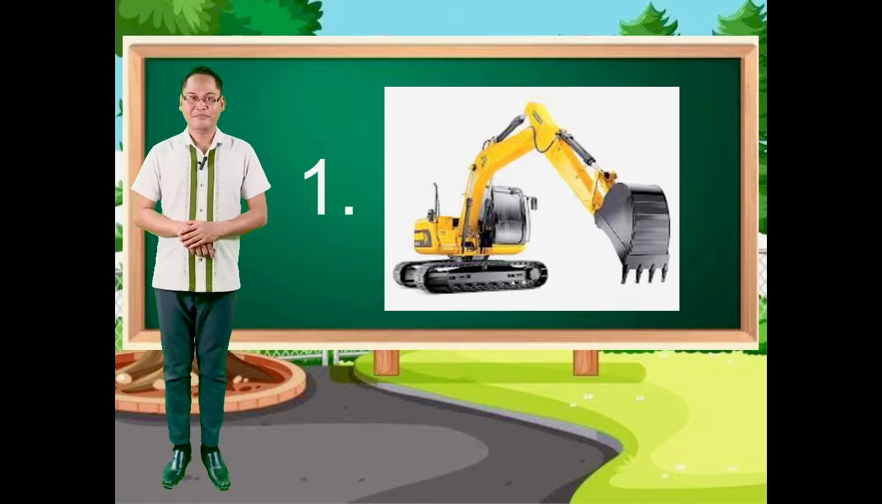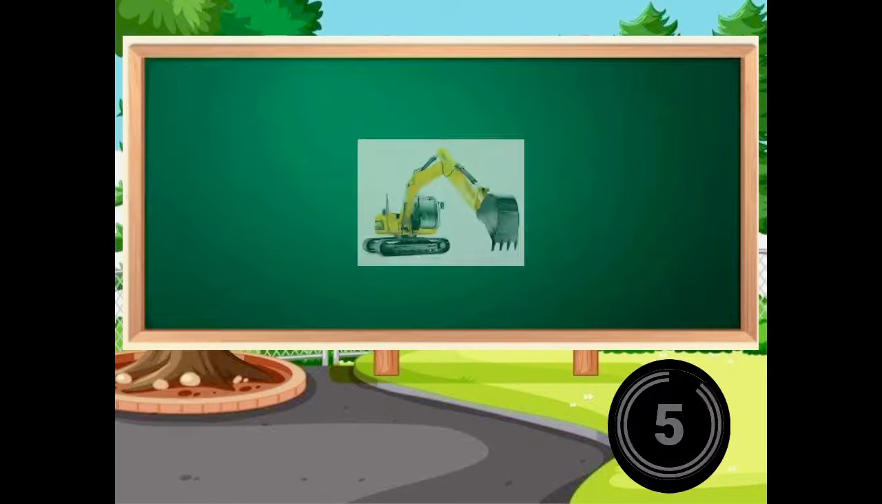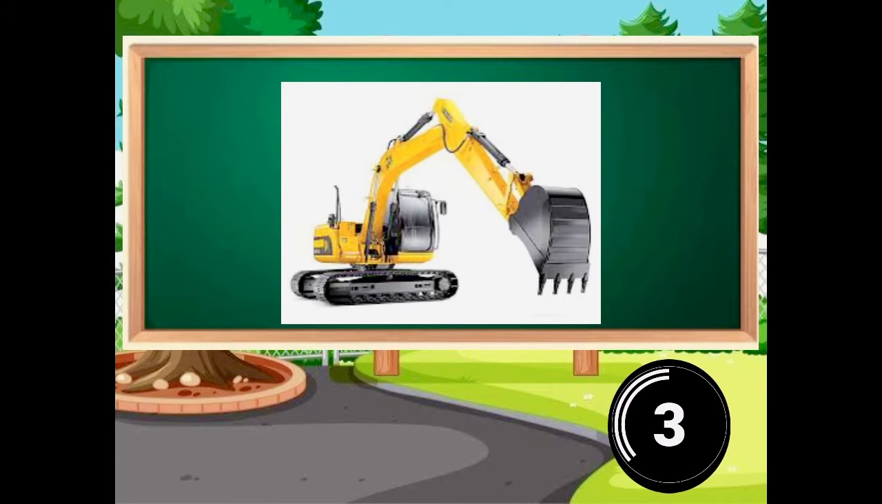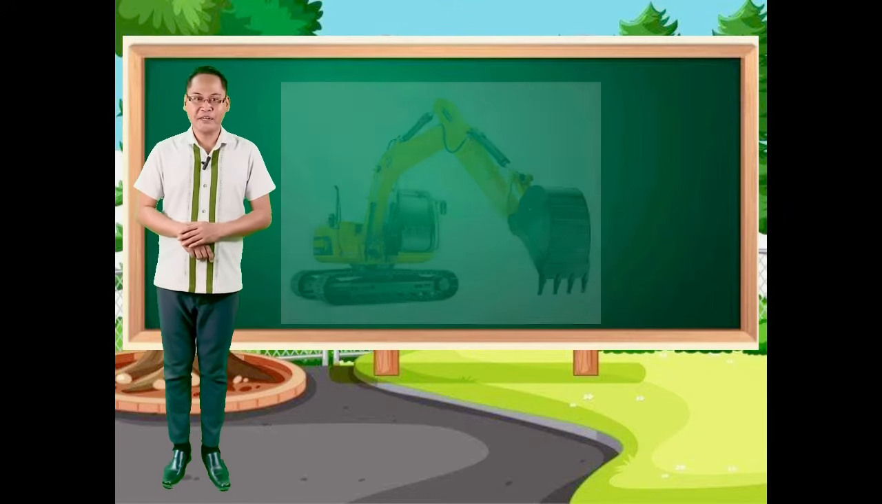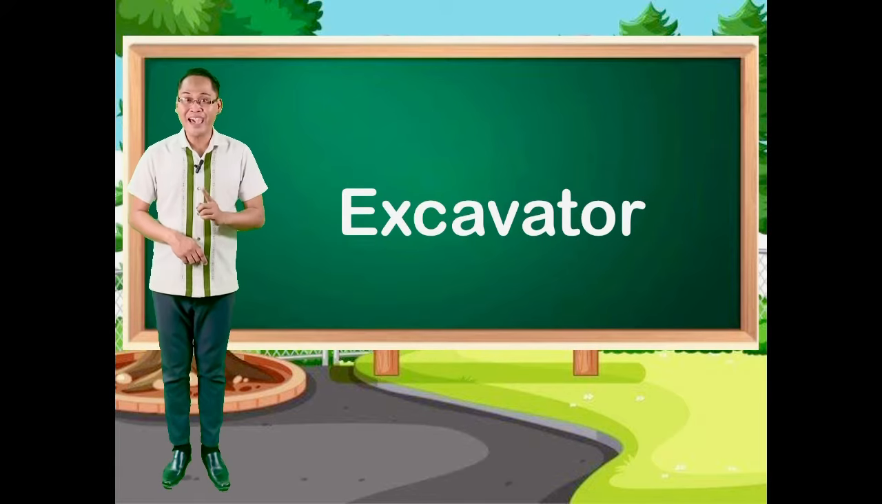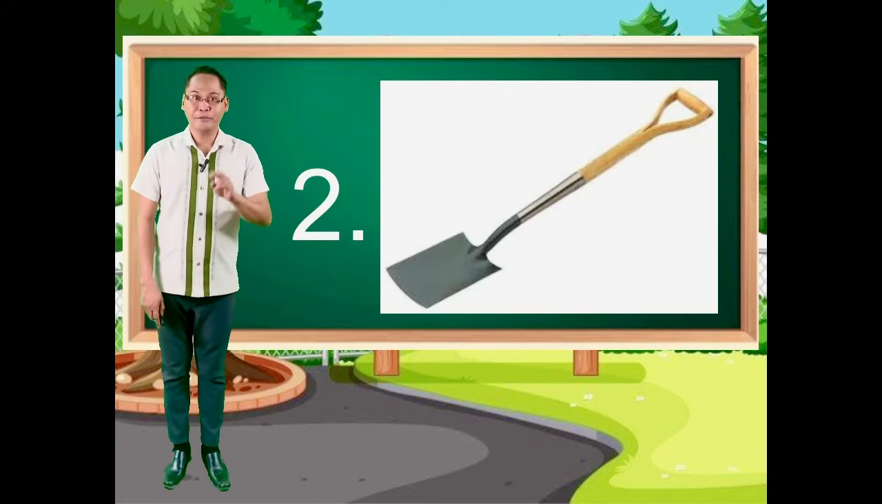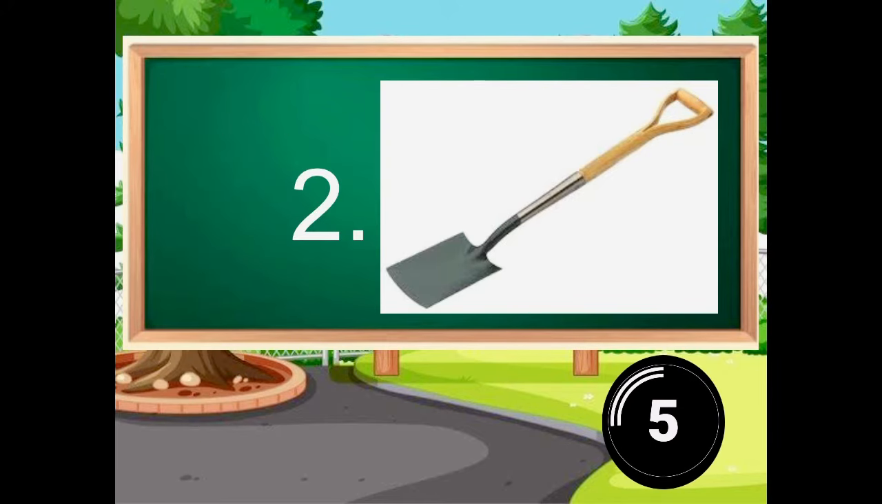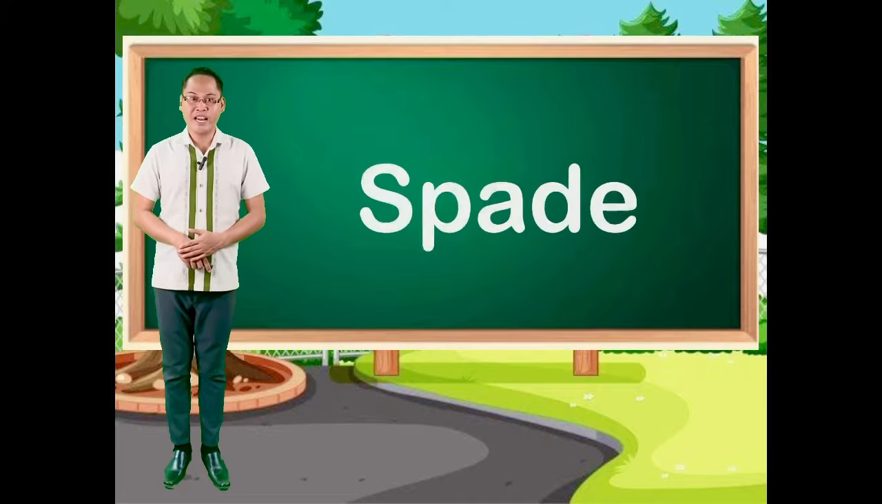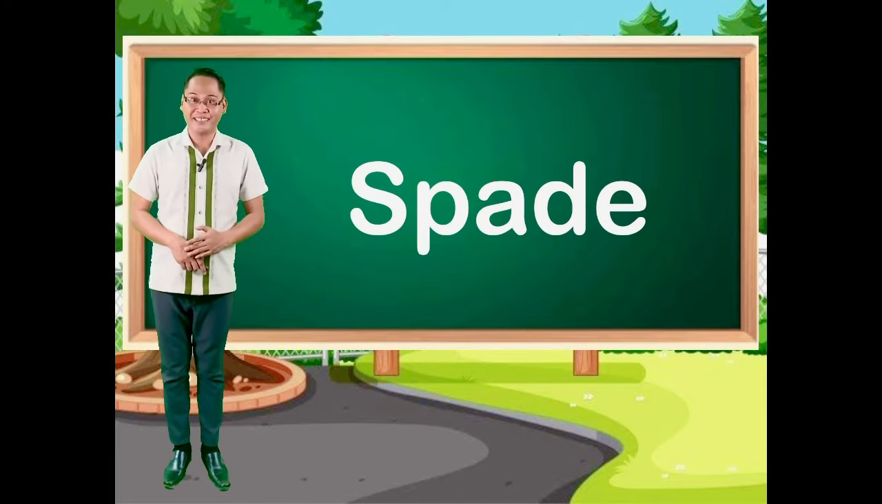Number 1. What is the name of the irrigation tool in the picture? If your answer is excavator, then you are correct. Number 2. What is the name of the irrigation tool in the picture? If your answer is spade, then you are correct.